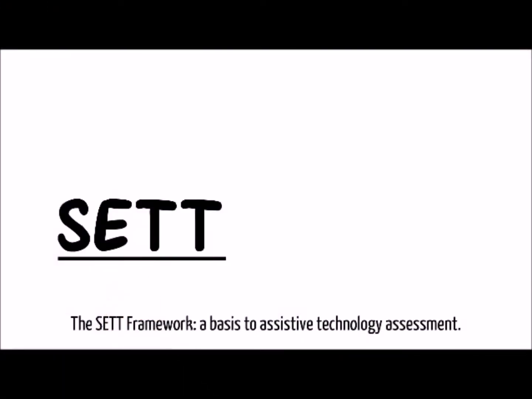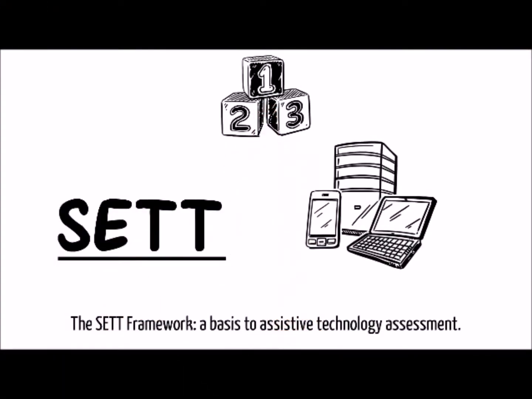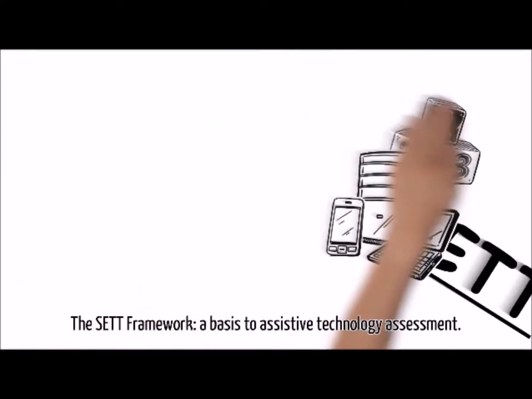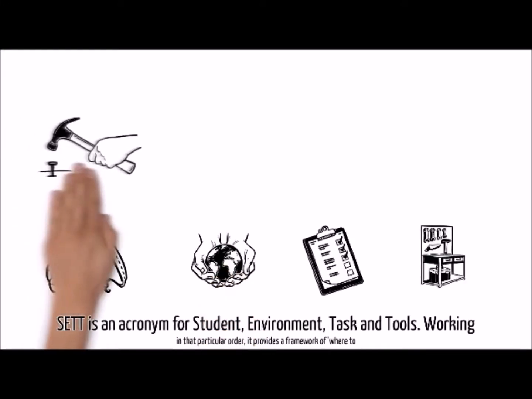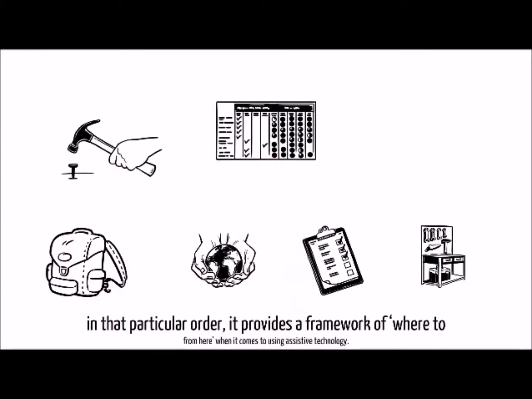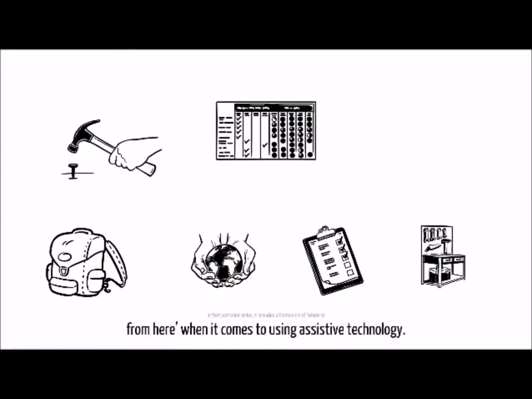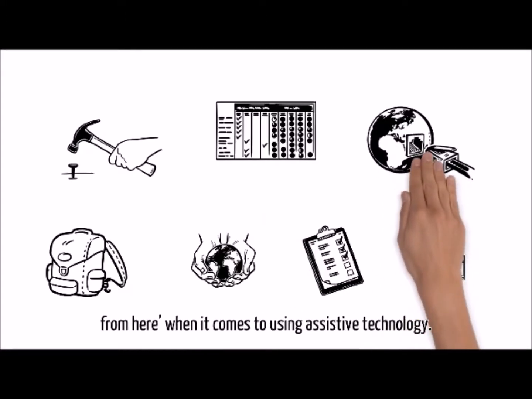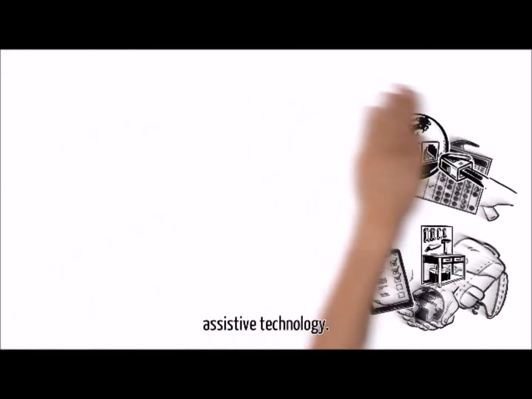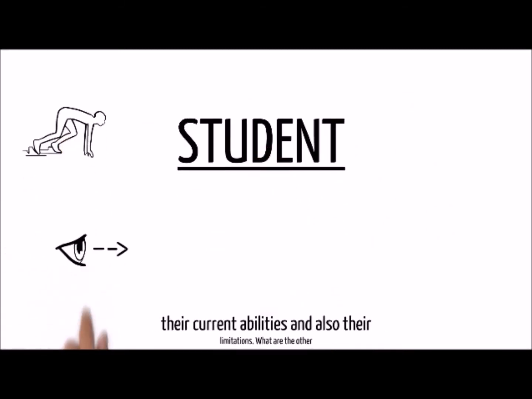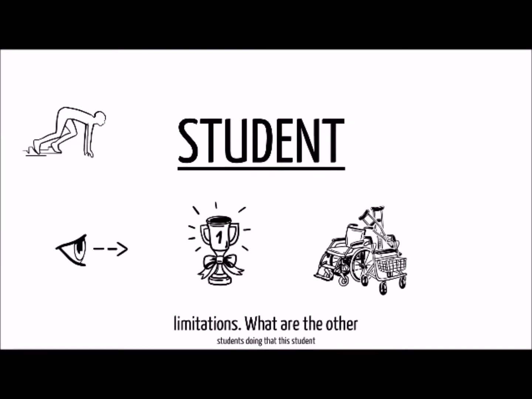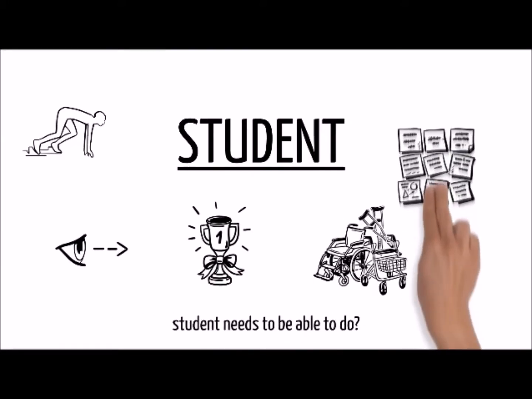The SETT framework, a basis to assistive technology assessment. SETT is an acronym for student, environment, task, and tools. Working in that particular order, it provides a framework of where to from here when it comes to using assistive technology. Always start with the student. Focus on their current abilities and also their limitations. What are the other students doing that this student needs to be able to do?